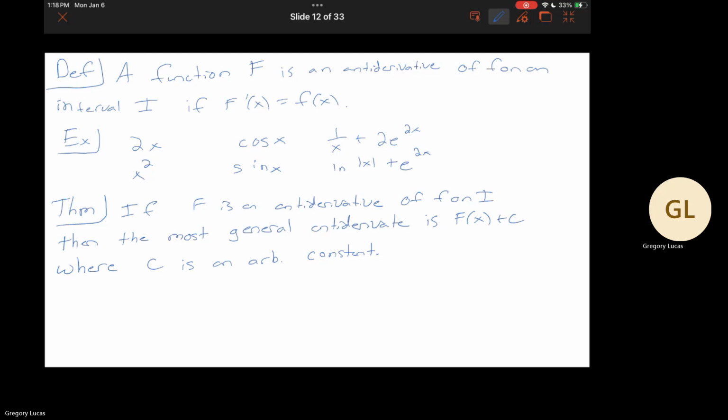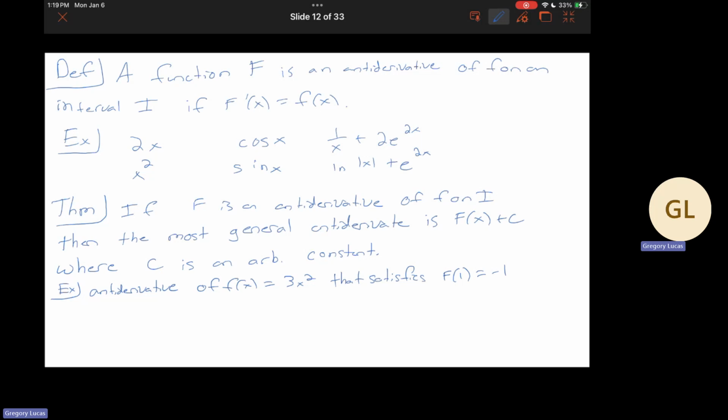So let's look at an example. I'm going to go more specific and then more in general. So let's say I want to find the antiderivative of f of x equals 3x squared that satisfies F of 1 equals minus 1. Okay, so let's figure this out. So let's think of what we know.